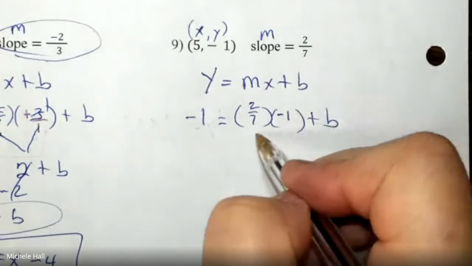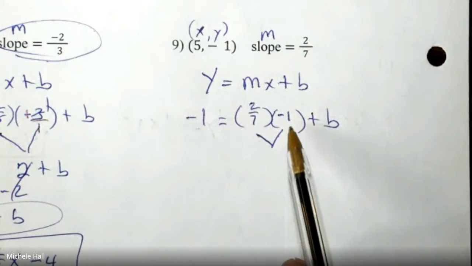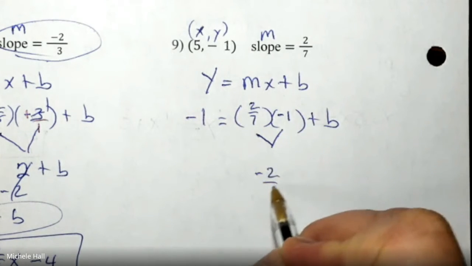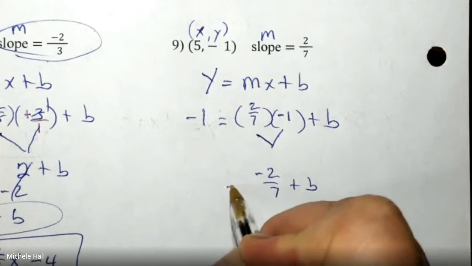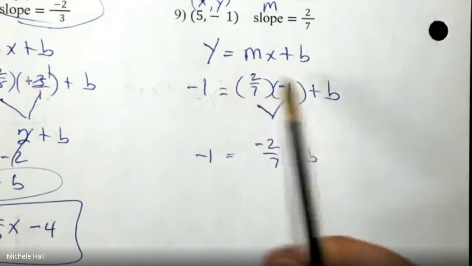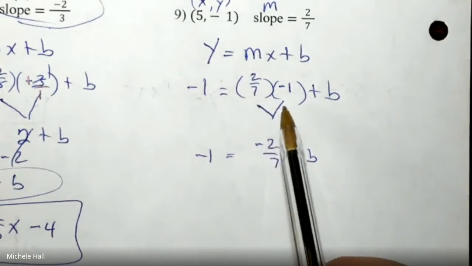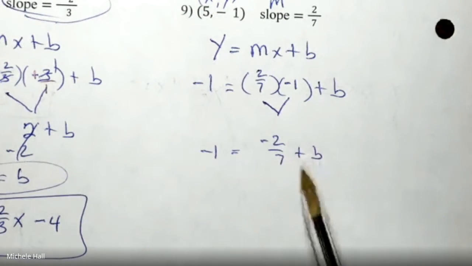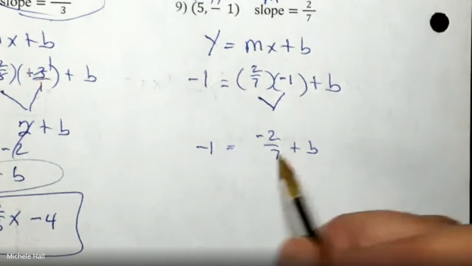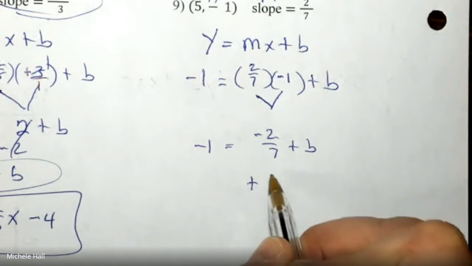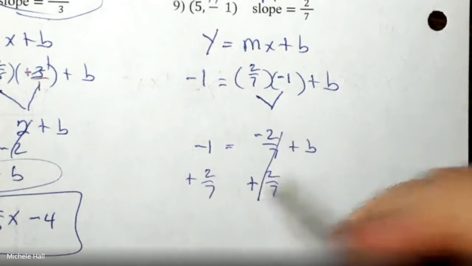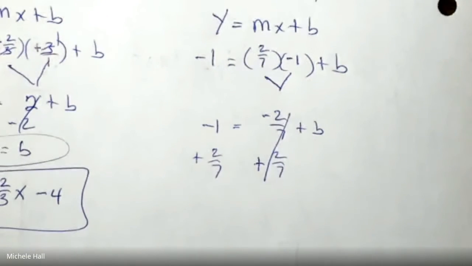We're going to start by simplifying. 2/7 times -1 is -2/7. Nothing's going to cross cancel. We're just multiplying by -1. We need to put -2/7 on the opposite side. So we're going to do the opposite sign. Plus 2/7, plus 2/7. We have our 0 pair that cancels.